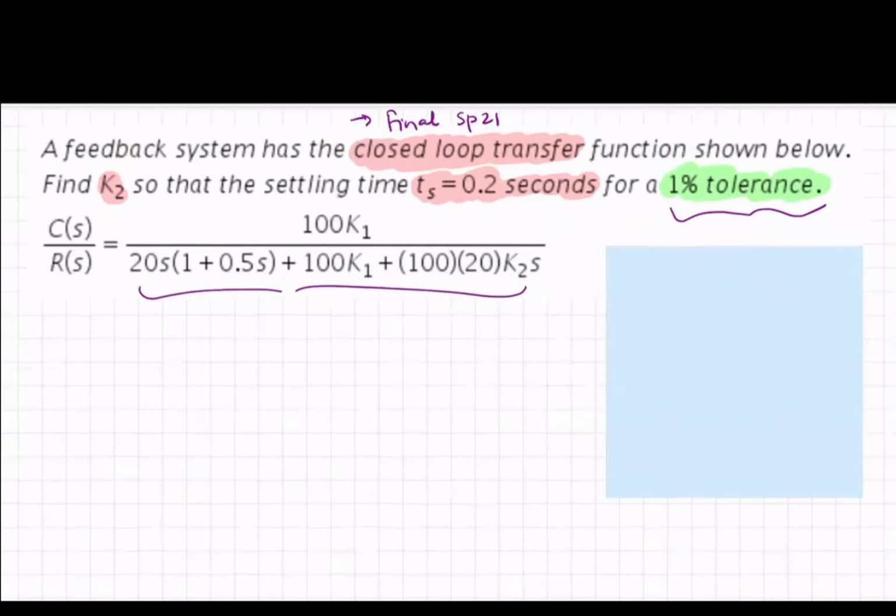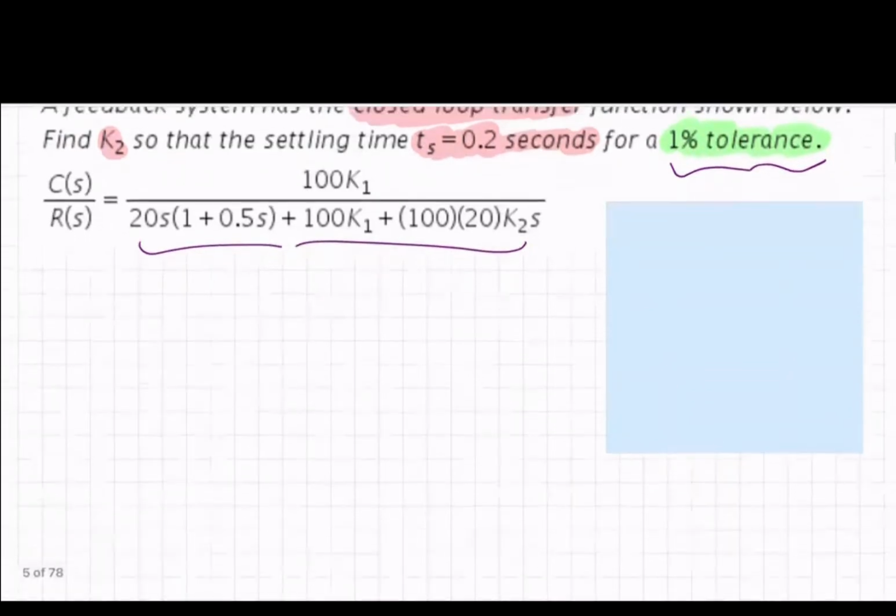Okay, so here is an interesting problem that we are given. We have a closed loop transfer function shown below, and we need to find the value of k for the settling time t_s equals 0.2 second, and the tolerance given is 1%. So first things first, because this is already a closed loop transfer function, I am going to expand the denominator so that it looks more like the characteristic equation.